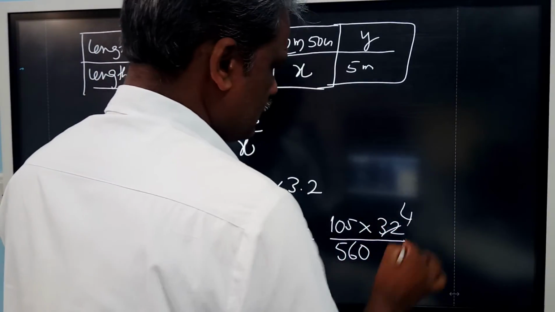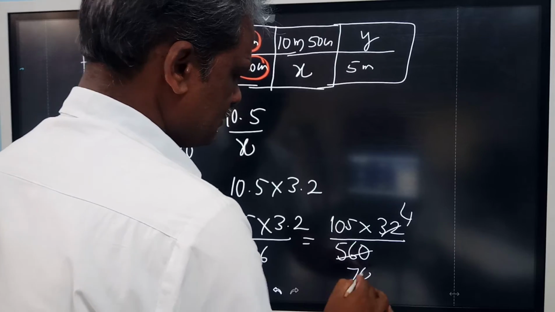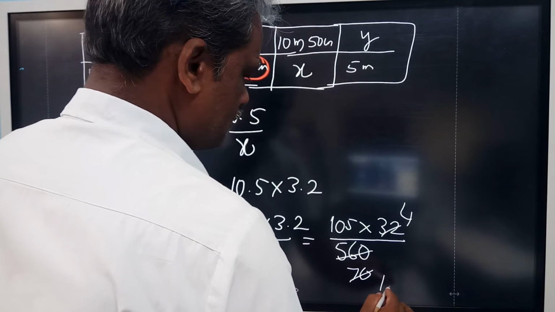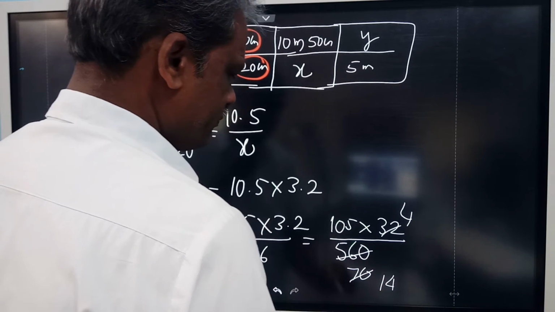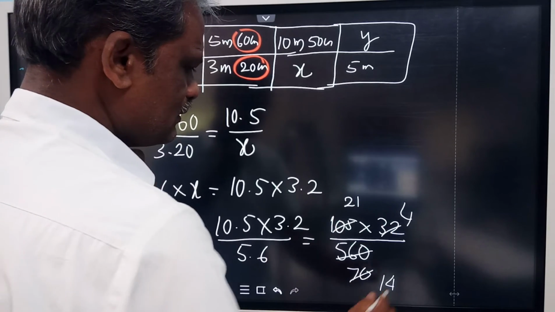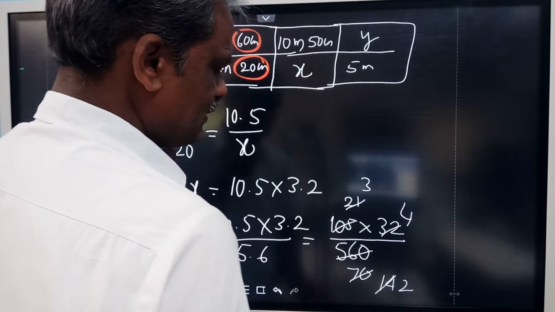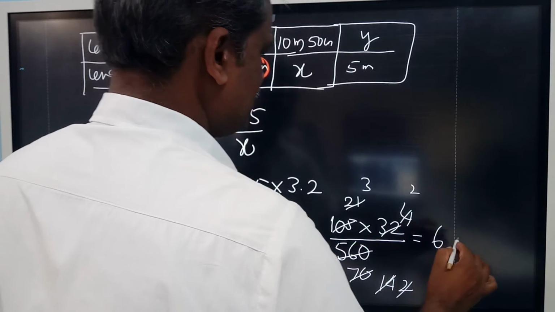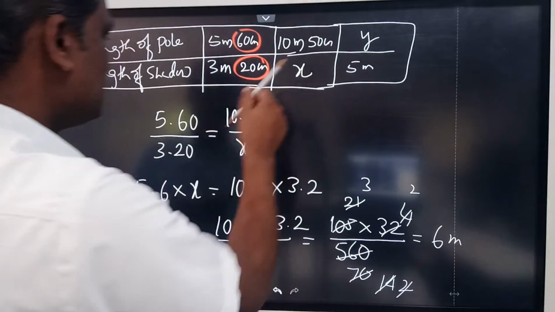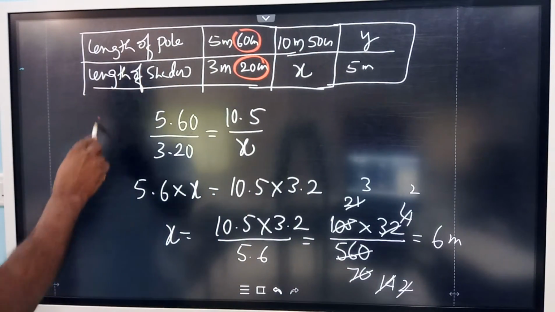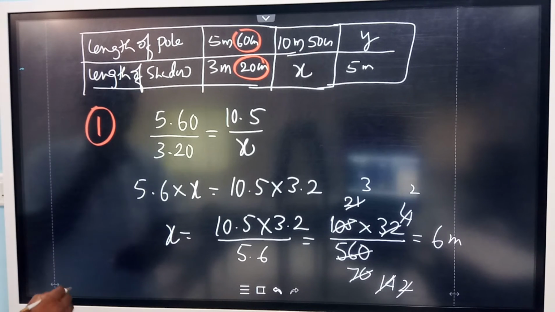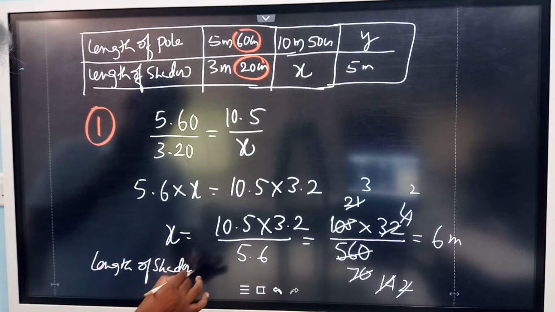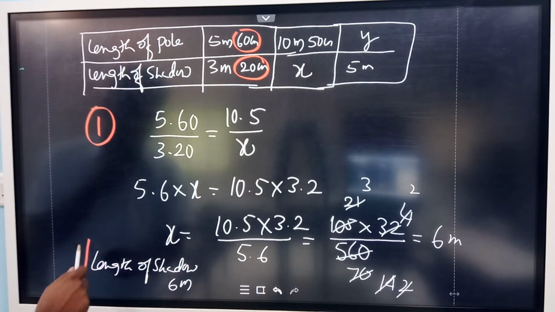8 4s are 32. 8 7s are 56. So 105 again, 5 1s are 5, 5 4s are 20, then 5 2s are 10, 5 1s are 5. 7 2s are 14, 7 3s are 21. 2 1s are 2, 2 2s are 4, 3 2s are 6 meters. 6 meter. So this answer here, the length of the shadow, first one, case 1, is 6 meter. Length of shadow is equal to 6 meter for the first question.